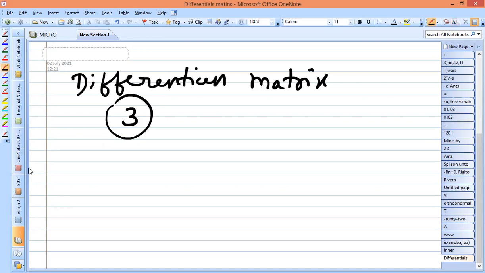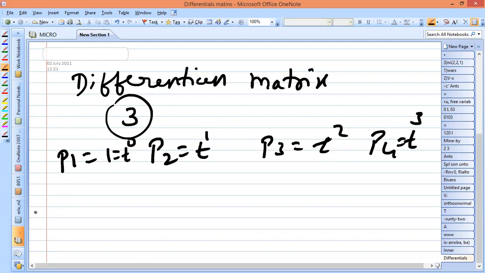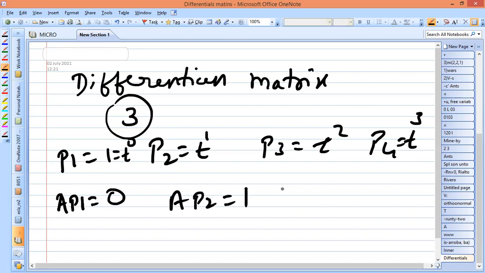Let us assume the polynomial of degree 3 basis vectors are defined as P1 is equal to 1, which is t to the power 0, P2 is equal to t to the power 1, P3 is equal to t square, and P4 is equal to t cube. Now on these basis vectors, we can perform the differentiation. When you differentiate P1, the differentiation of a constant is 0, AP2 is equal to 1, AP3 is equal to 2t, and AP4 results in 3t square.